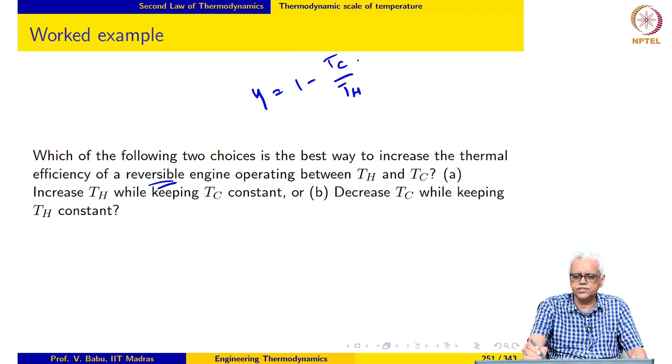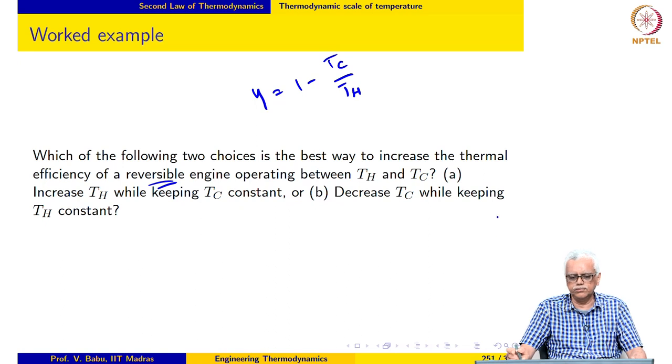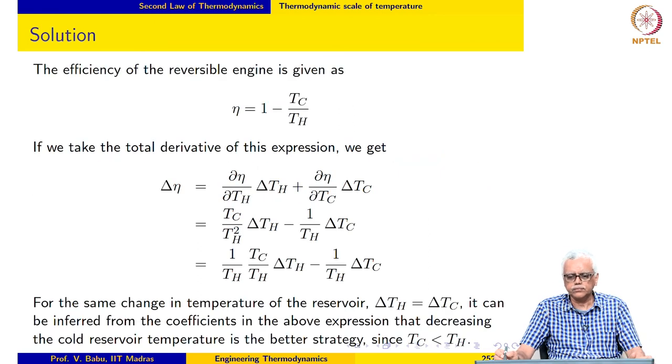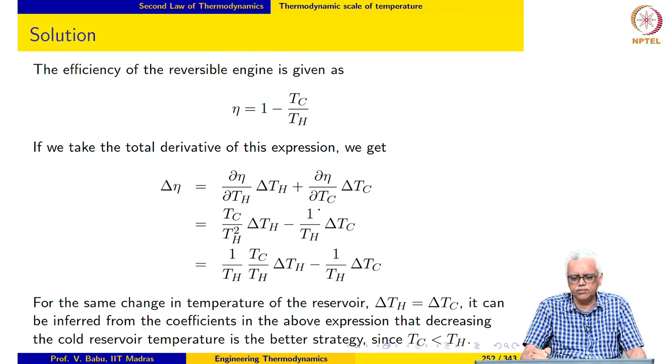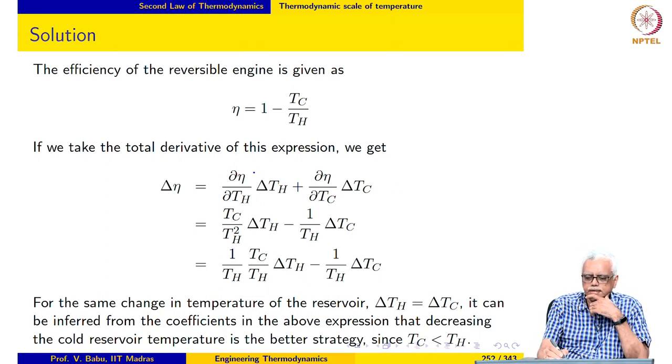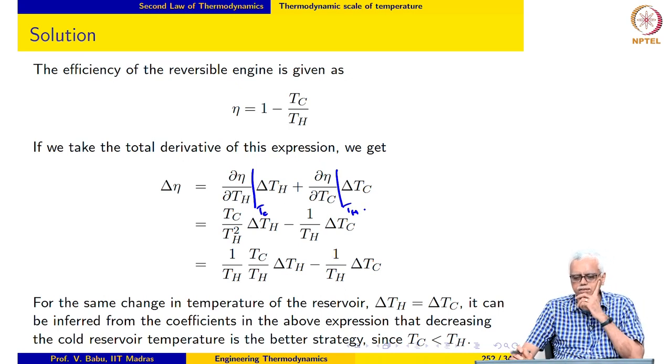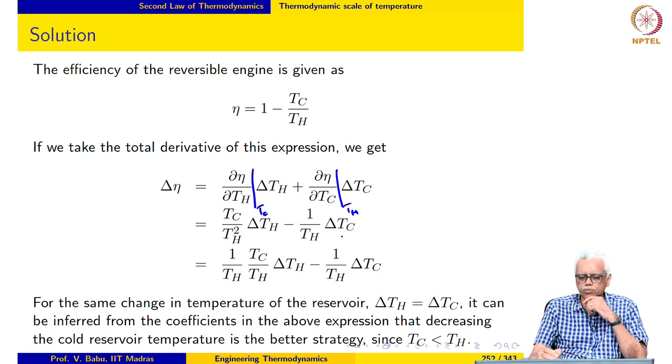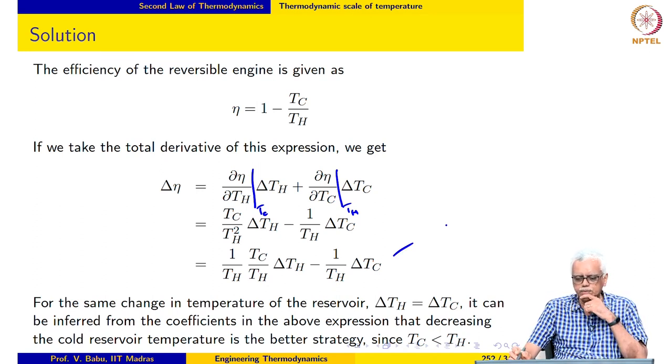So, if I decrease TC, the efficiency goes up. If I increase TH, the efficiency goes up. Which is a better strategy, decreasing TC or increasing TH? So, we take the differential of this expression, which is nothing but partial eta partial TH times delta TH, plus partial eta partial TC times delta TC. Notice that the first partial derivative implies that TC is held constant and the second implies that TH is held constant. So, if I go through and compute the partial derivatives, I end up with an expression like this.